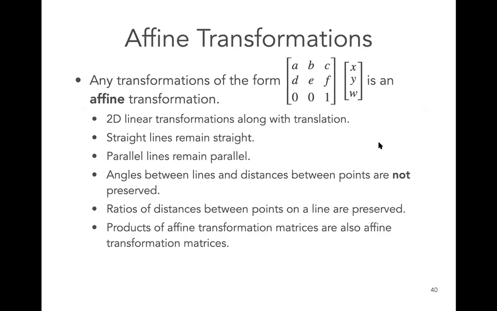And if you'd like to verify this, what you can do is just write down two 3 by 3 matrices in this form. So the bottom row is 0, 0, 1. Multiply them and convince yourself that the bottom row stays 0, 0, 1.